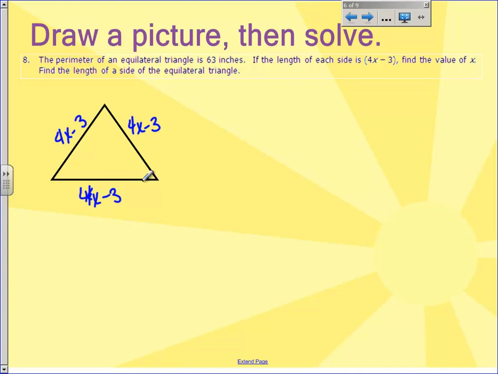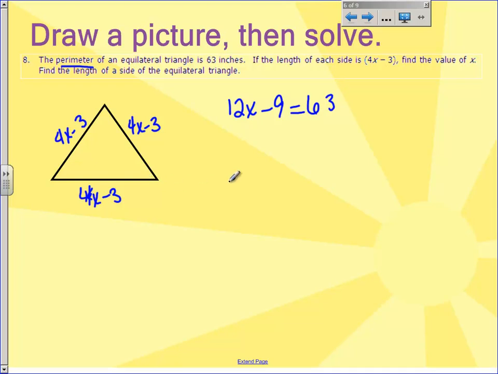You guys all know that to find perimeter of anything, and this is a perimeter problem because that's how it starts right here, is perimeter, we're just going to add all the sides. So I'm going to do 4x plus 4x plus 4x, which is 12x. And then negative 3 plus negative 3 plus negative 3 is negative 9. And it tells me over here that the perimeter is 63. So there is my equation.